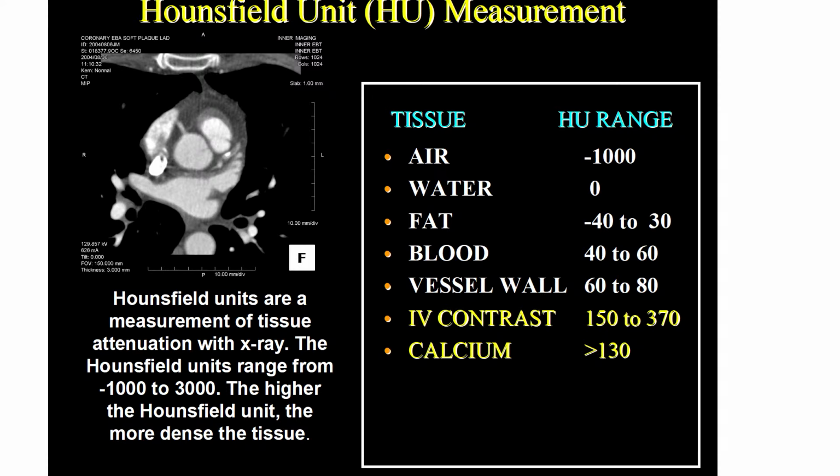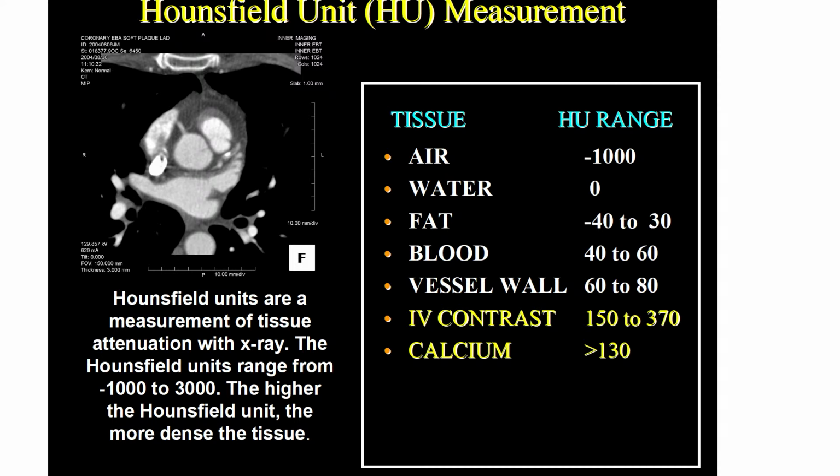And water, by convention, will be zero. Basically anything less dense than water would be negative, such as fat or air. Anything denser than water will be more positive. And we do this all the time. That's why CT can do some tissue characterization, but in the extreme, meaning air versus metallic or bone structure. Anything in between, the soft tissue, is not that good.